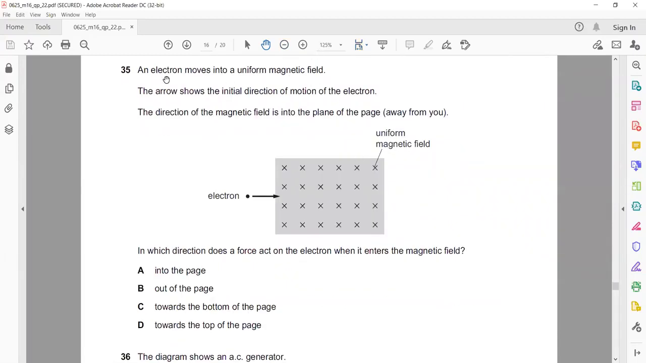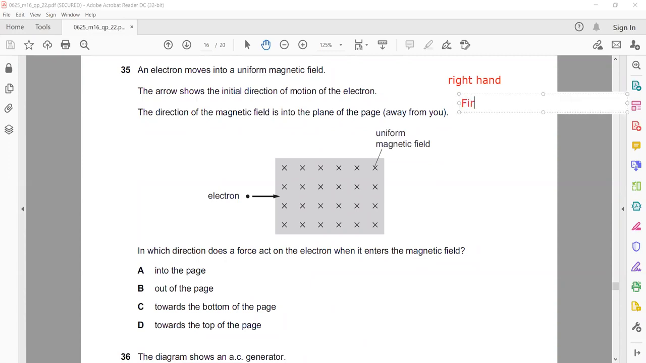Question 35. An electron moves into a uniform electric field. The figure shows the initial direction of the motion of the electron and the deflection. Is the direction of the magnetic field into or away from you? For this, for a positive particle, you use the left hand. For a negative particle, you will use the right hand. By mistake, I said left hand, but for a negative particle it will be the right hand. So use your right hand.